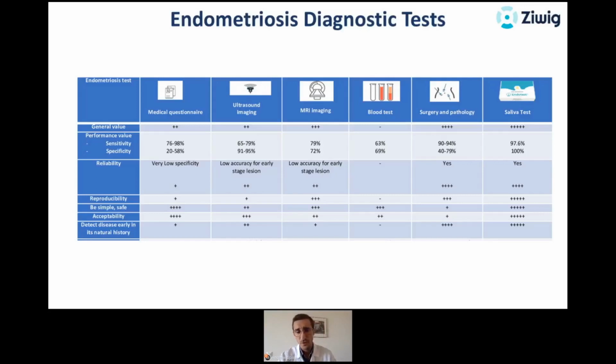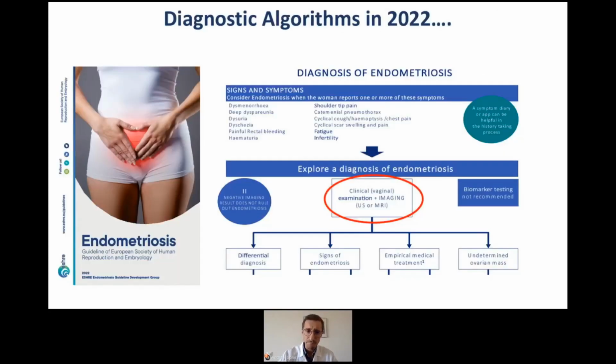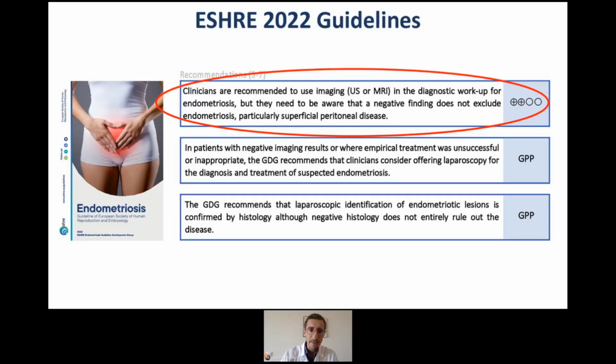The cornerstone of current guidelines and approach to diagnosing endometriosis is actually medical imaging. But as we know from the European Society of Human Reproduction and Embryology, even if imaging does not find endometriosis, this does not exclude the presence of the disease. And this is notably for the peritoneal form of the disease.